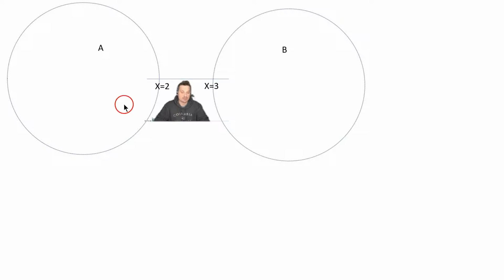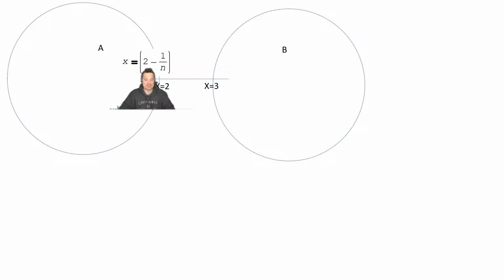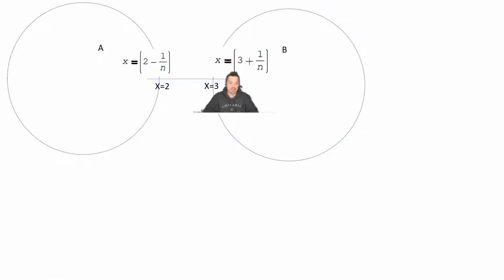That's the goal here. So you may want to pause the video and think about it, but I'm going to do it this way. I'm going to set up a function that says x equals 2 minus 1 over n. And on this side, I'm going to create a function that looks like this. X equals 3 plus 1 over n. Now, why would I do that?